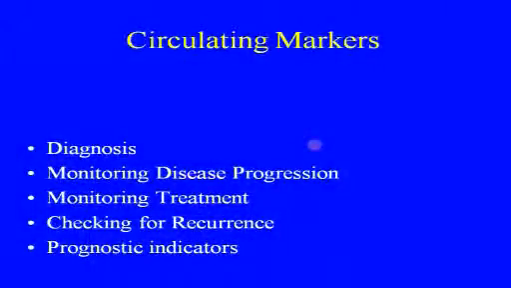I'm going to talk about circulating markers in diagnosis, which is problematic, in monitoring disease and progression of disease, in monitoring treatment, in checking for recurrence, and all of those three middle things really come together to some extent, and as prognostic indicators.